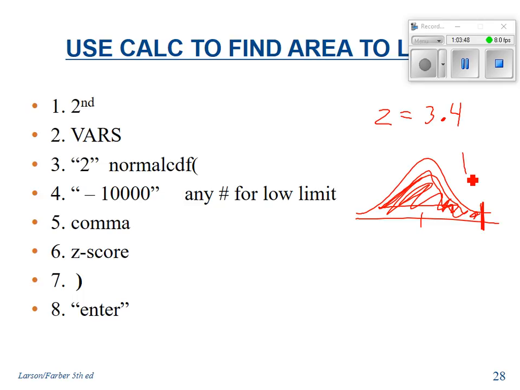When you punch this in, we're going to punch in negative 10,000. The reason is that we just want it to go out that way as far as it can possibly go. I think the book says punch in negative 10, so you really don't have to punch in negative 10,000. That's just a big number I made up because we want everything out this way.